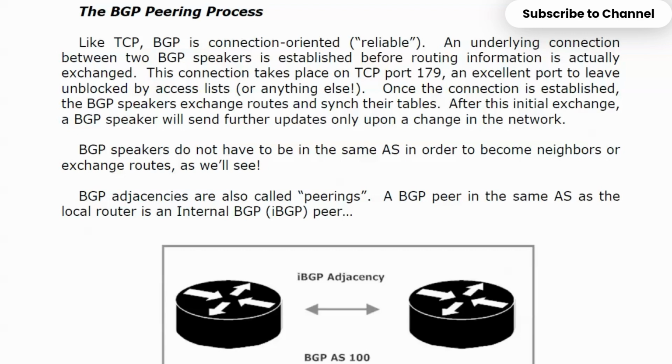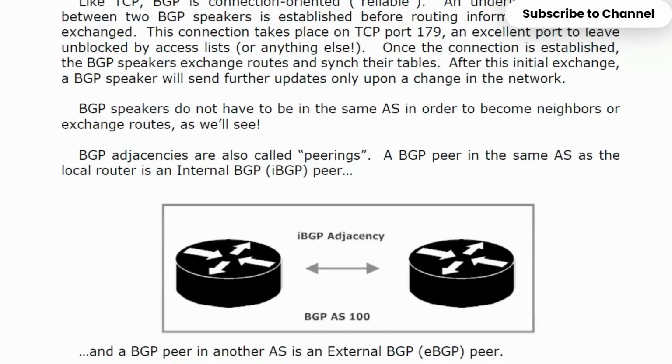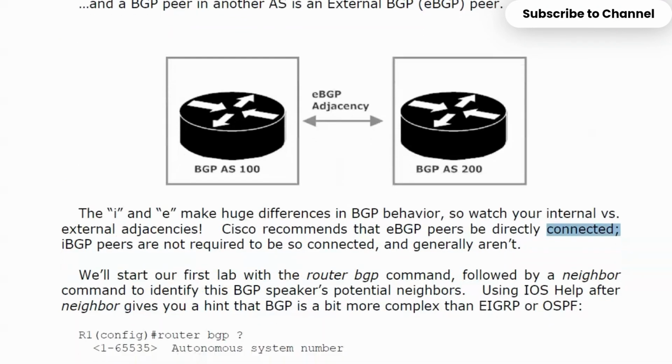We have two different kinds of peerings, and this is what you got to watch. Our adjacencies, we can have an internal peering or an external. Now, a BGP peer in the same AS as the local router is an internal BGP peer, just like we see here on the board. Both routers are in AS 100. That's an IBGP adjacency. And a BGP peer in another AS is an external peer. Makes perfect sense, nothing difficult there at all.